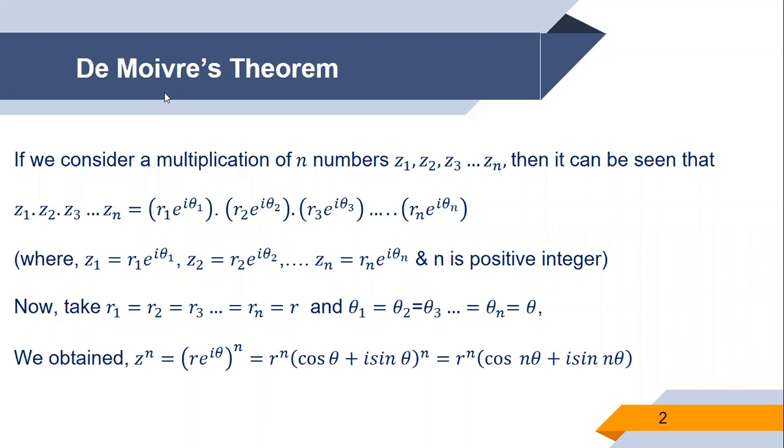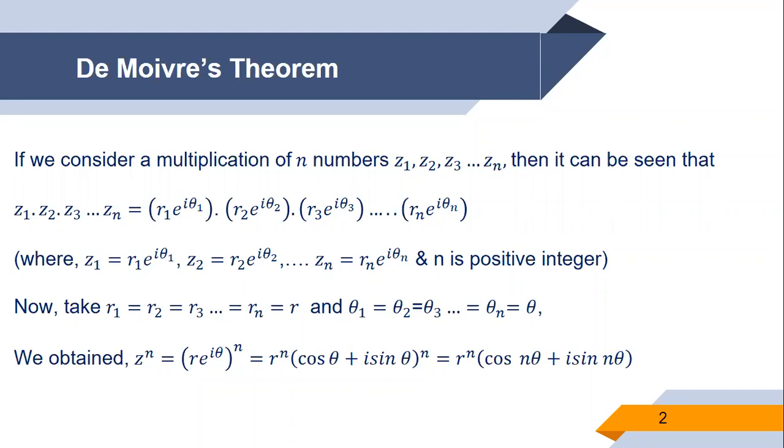So De Moivre's theorem, how to define it. Some theory: if we consider a multiplication of n numbers, z1, z2 up to zn. In the previous lecture we discussed multiplication of two numbers and three numbers. But here we consider a multiplication of n numbers, z1, z2, z3 up to zn.